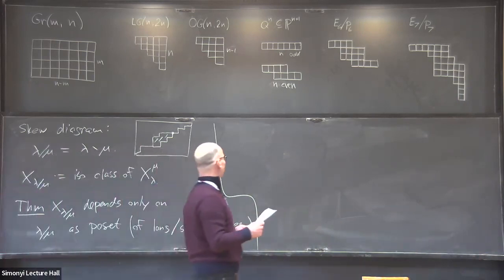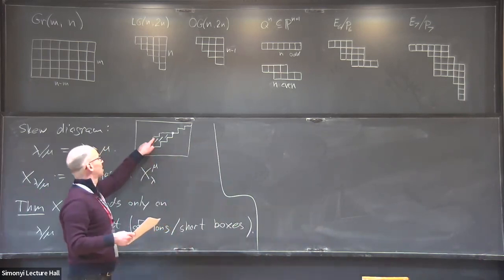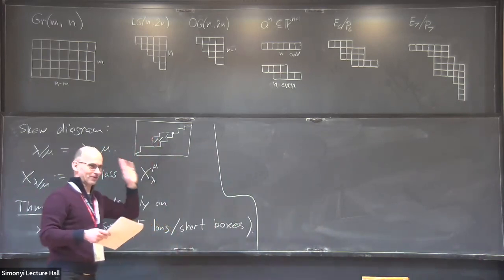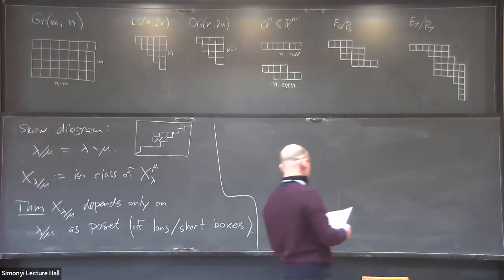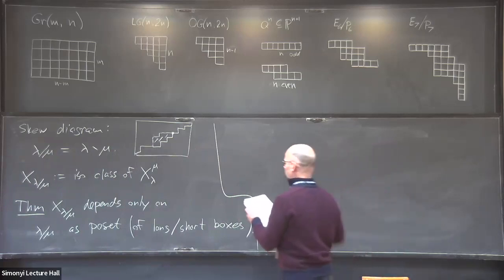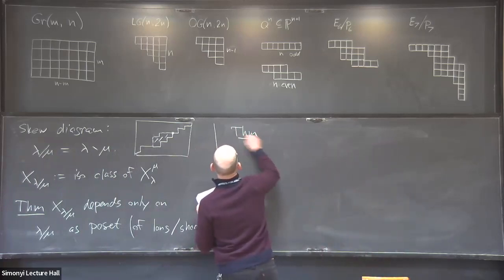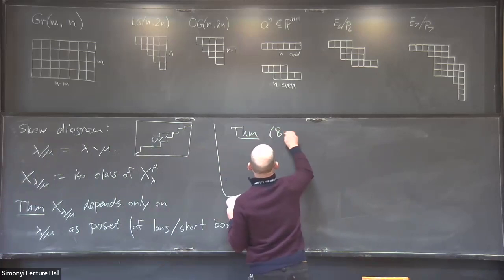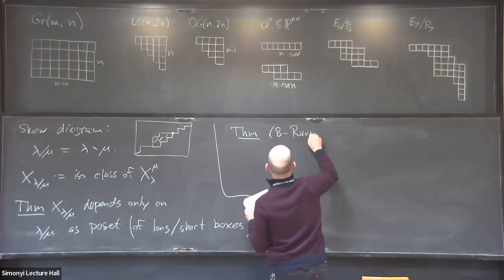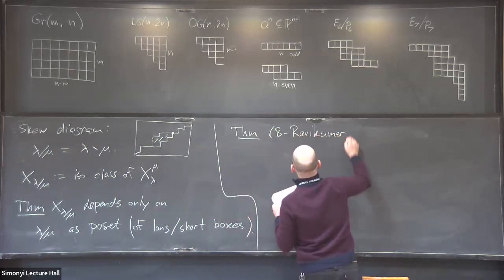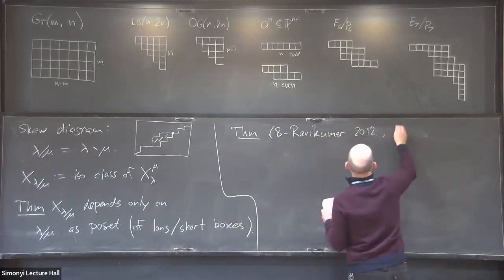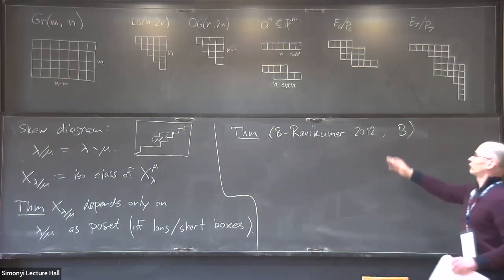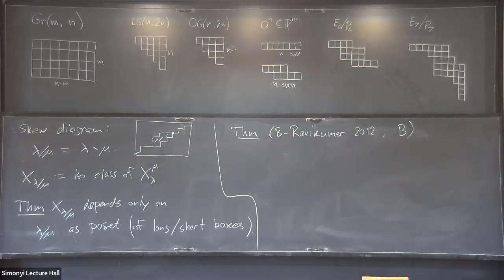Although I guess it's not really an interval, right? This one has two minimal boxes. But anyway, it's a subcoset. Yeah, another relevant result that I did with Ravi Kumar in 2012. That was for classical cominuscule flag varieties.